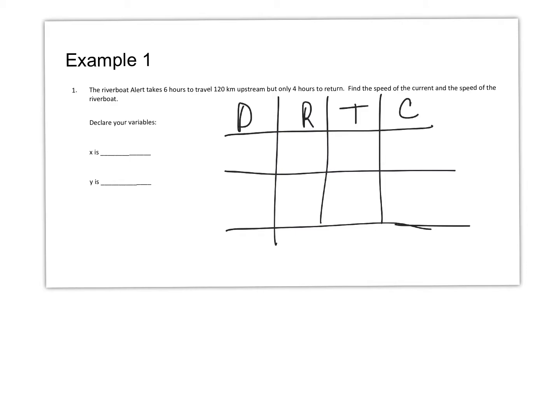So a riverboat Alert takes 6 hours, so time is 6 hours, to travel 120 kilometers, distance 120, upstream. Now upstream means you're fighting the current. The current's working against you, so the current is going to be minus C, because I don't know exactly what it is, but I'm fighting against it. But it only takes 4 hours to return. So again, distance is going to be 120 because we come all the way back. Time changes to 4, and because this time we're going with the current, it's going to be plus C.